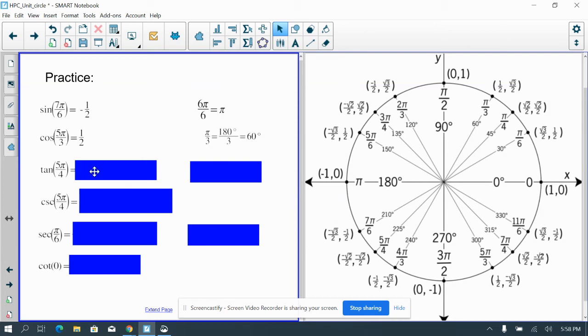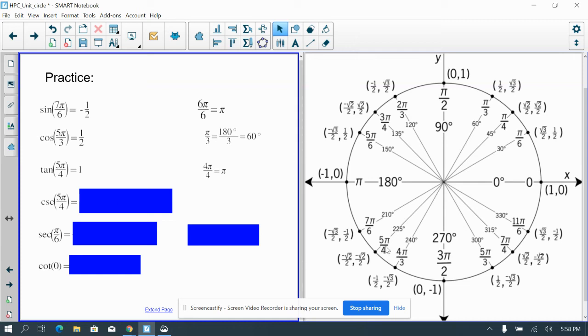The tangent of 5 pi over 4, here's 5 pi over 4. And again, I would use the fact that 4 pi over 4 is just pi. So 5 pi over 4 is just one more pi over 4. And that's another 45 degrees. So here's 4 pi over 4, another 45 degrees is right here. And tangent is y divided by x. Well, look at these two, x and y, they're the same. So if you take this y value divided by the x value, everything's going to cancel out, leaving you with 1.